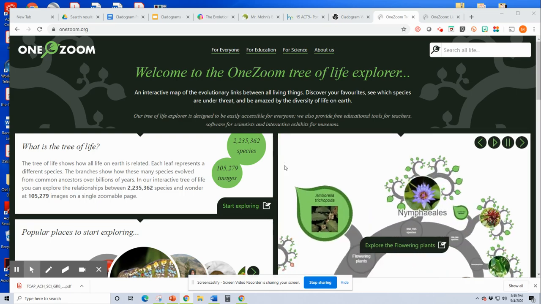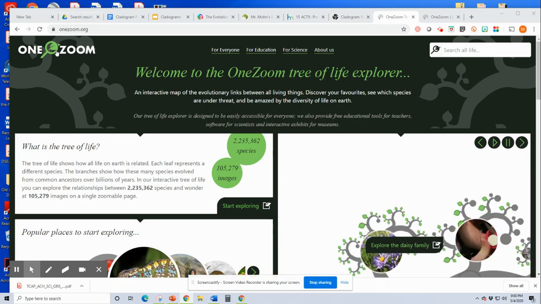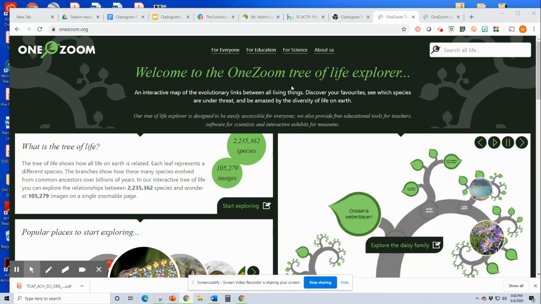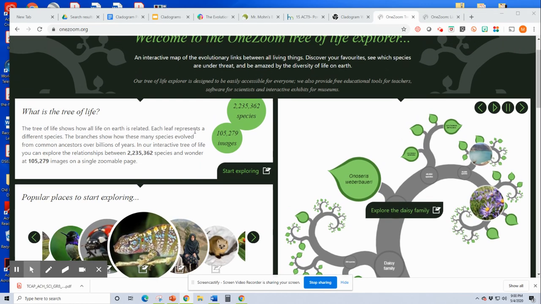This is a website that I'm going to put a link to in the lesson. It is a little bit slow to load. So if you decide to go in here and mess with it, just be aware, it tends to do that. But it's called OneZoom, and it is a Tree of Life Explorer. And I want to show you a little bit about this, and then we'll break it down and look at these cladograms.